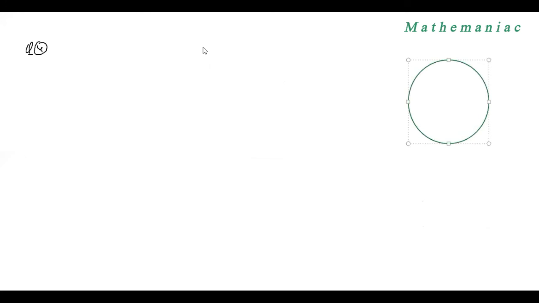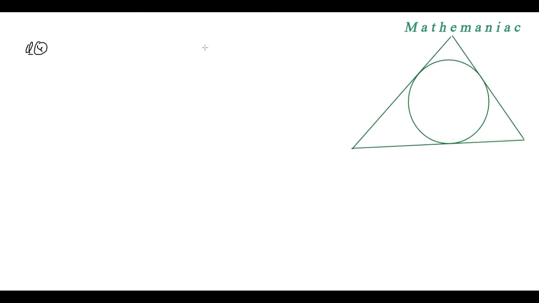So there is a circle, and this circle is circumscribed by a triangle. That means a triangle is outside the circle in such a way that its sides are touching the circle. So likewise, we have drawn the triangle. Fine. So this is a triangle which is circumscribing the circle, right?